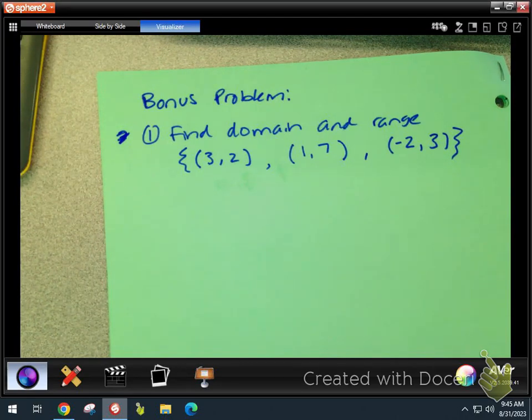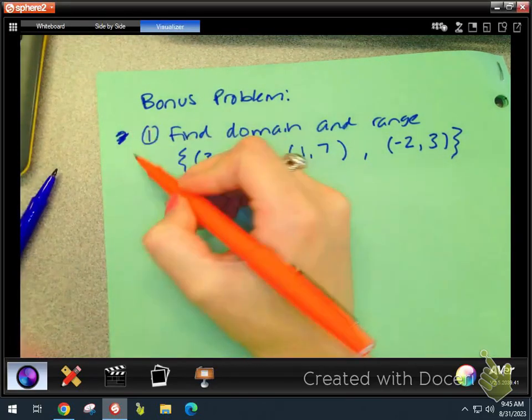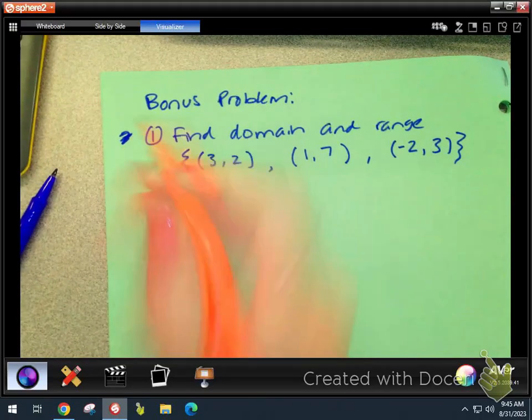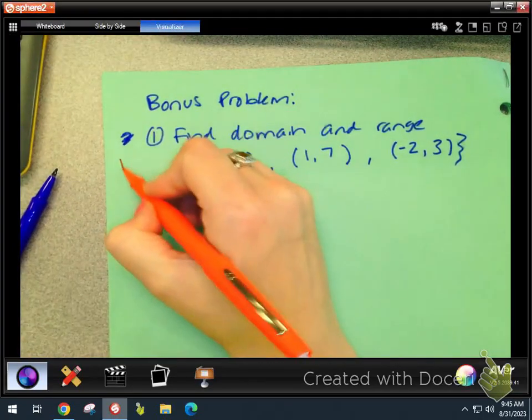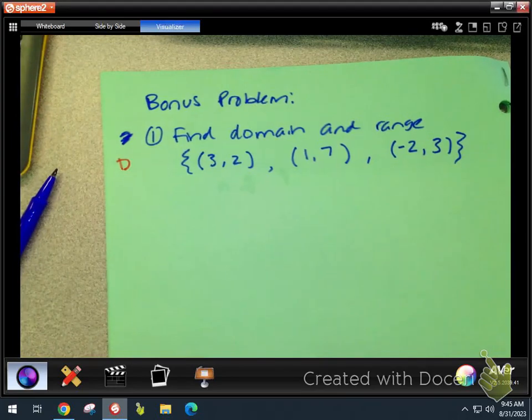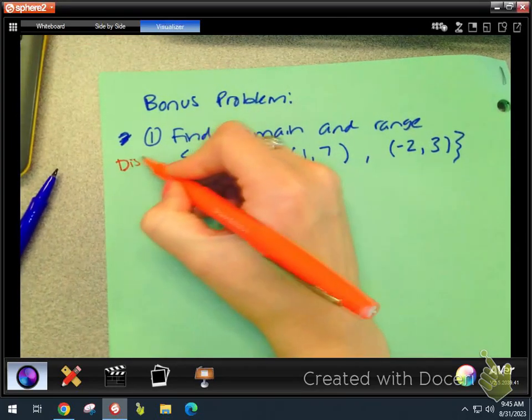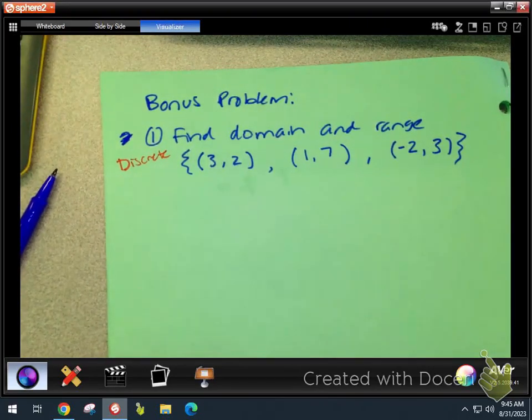Now, with ordered pairs, or the same thing with tables, we don't know that these points are connected. So when the points are not connected, it would just be a graph of dots. So is this going to be continuous or discrete? Continuous. We don't know that they're connected. So this is going to be discrete. These are just going to be dots. Discrete. I'll write that in case you're wondering where that came from.